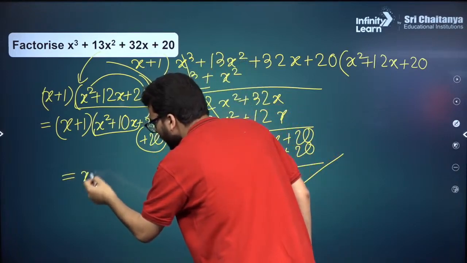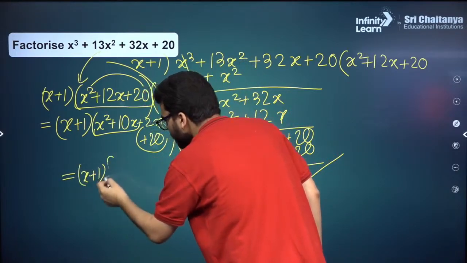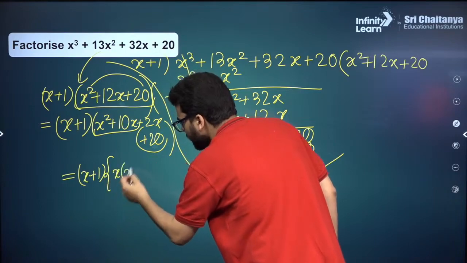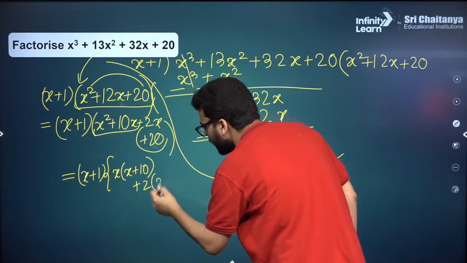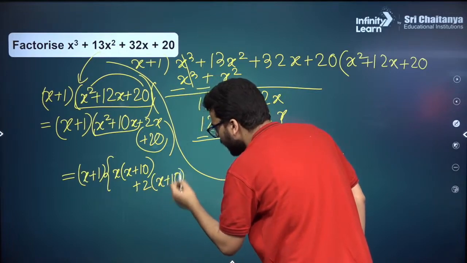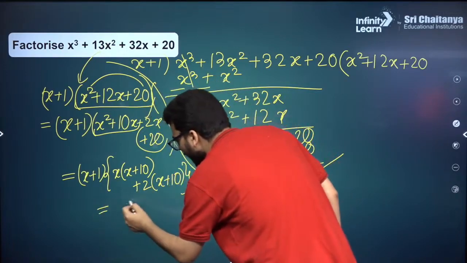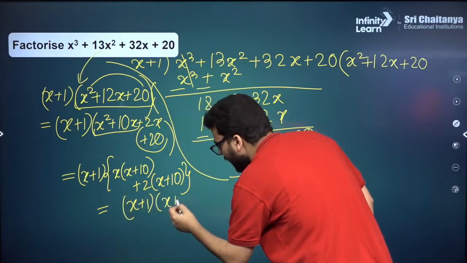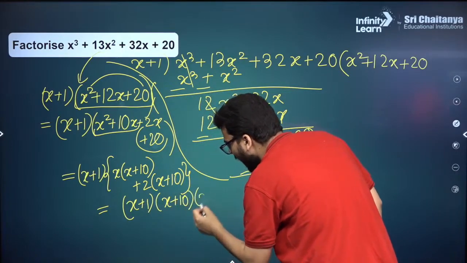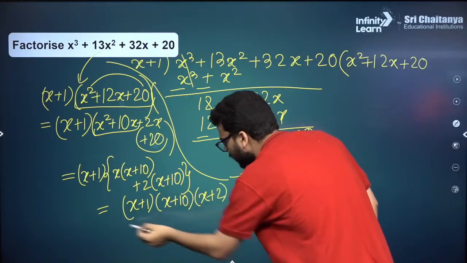So what you will get over here, guys, is x plus 10 out of the first group, if you take x as common, so x plus 10 will be left. Out of the second group, if you take 2 as common, x plus 10 will be left. Now out of the whole expression, if I take x plus 10 as common, I'll be left with x plus 2. So this is the required factorized form of this polynomial.